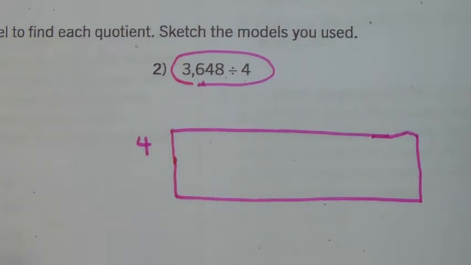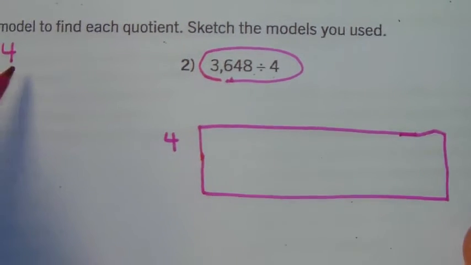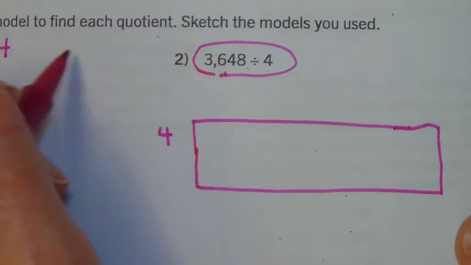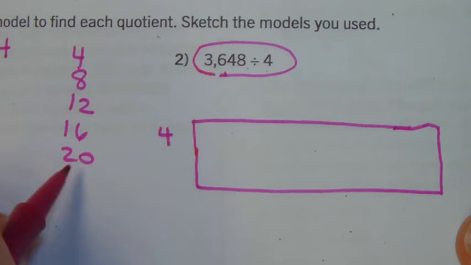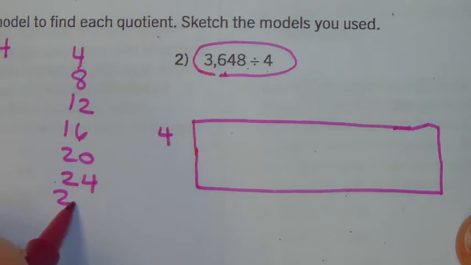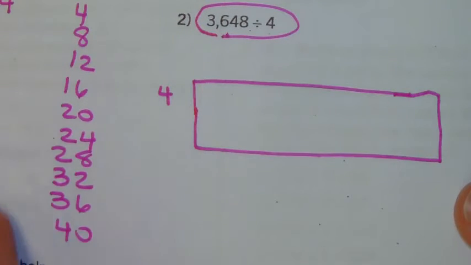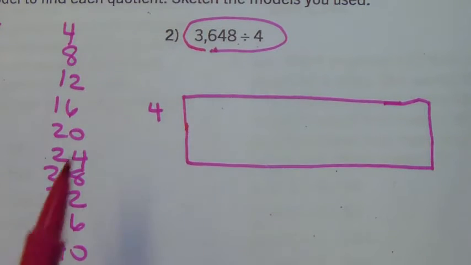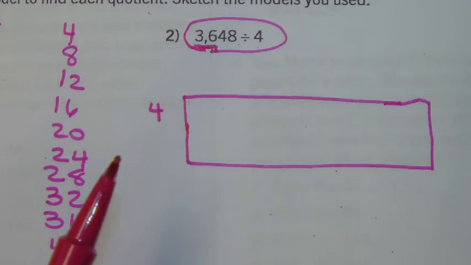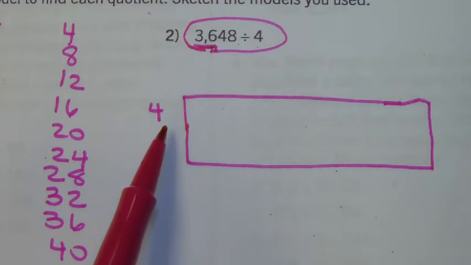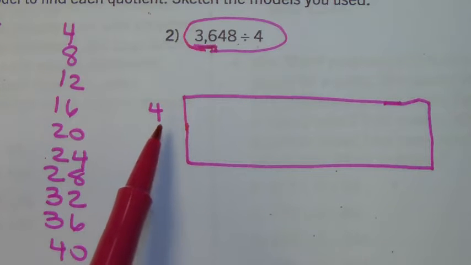So we wrote down earlier our multiples of 4. I'm going to go ahead and write them down so you can see them. 4, 8, 12, 16, 20, 24, 28, 32, 36, and 40. That'll help us when we are choosing numbers. Okay? I'm looking at the first 2 digits here. I see 36. Is there something we can multiply 4 by to get 36?